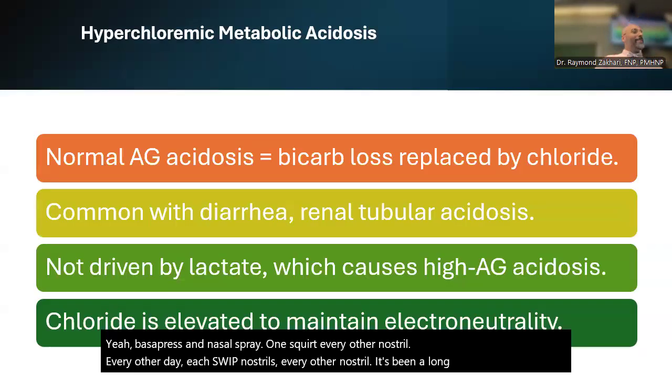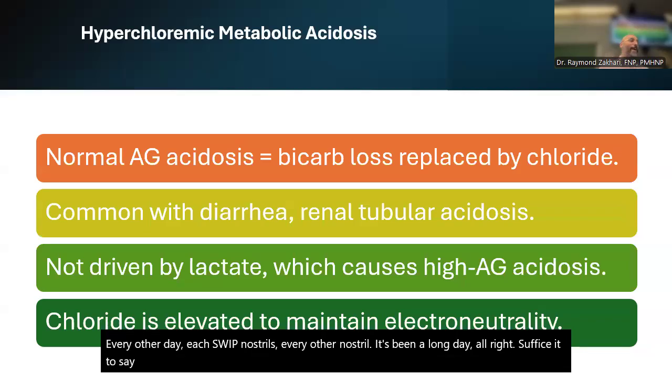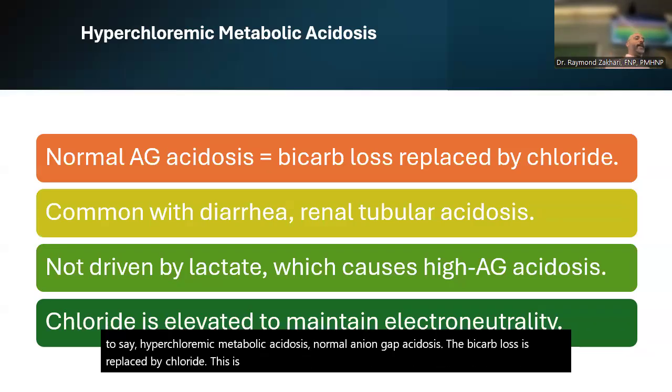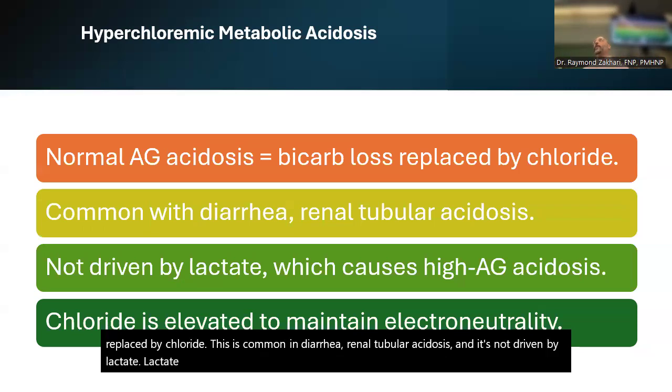All right. Suffice it to say, hyperchloremic metabolic acidosis, normal anion gap acidosis, the bicarb loss is replaced by chloride. This is common in diarrhea, renal tubular acidosis, and it's not driven by lactate. Lactate will rise later on when this person starts to die.